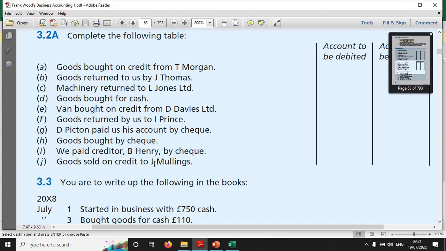Goods bought for cash. Purchases account and cash account. Congratulations. Now allocate. Debit purchases. Credit cash. That's correct. Good.